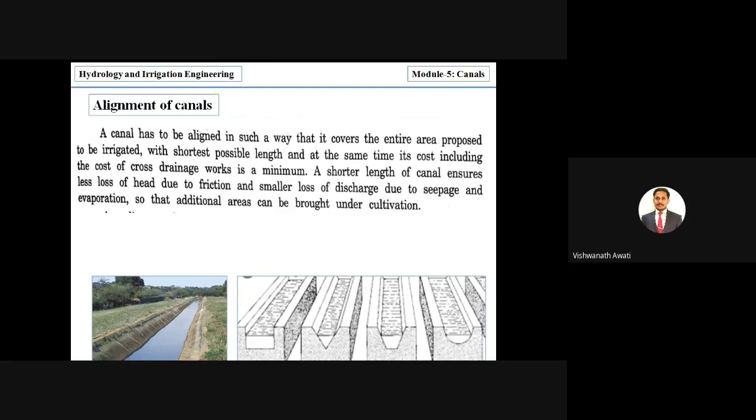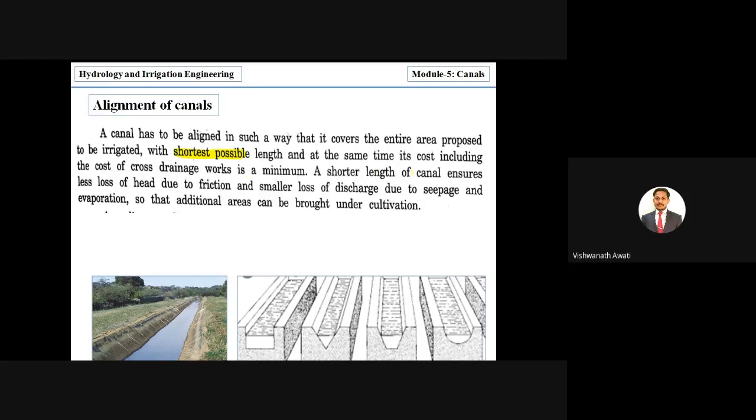A canal has to be aligned in such a way that it covers the entire area proposed to be irrigated. So the alignment should cover the proposed irrigation area, and importantly, it should be the shortest possible. The main canal should be the shortest possible, and we also have to take care that the construction cost of the canal as well as the cross drainage work is minimum.